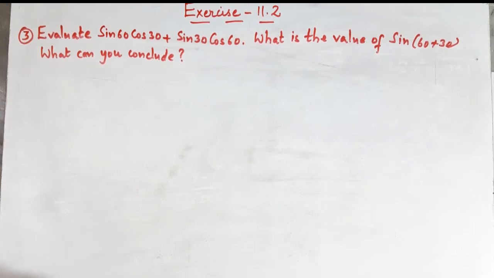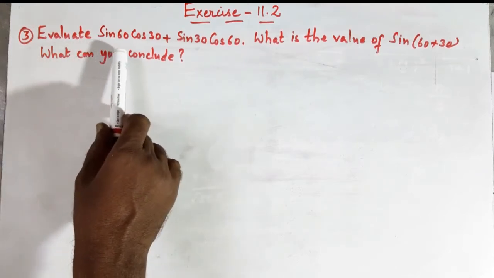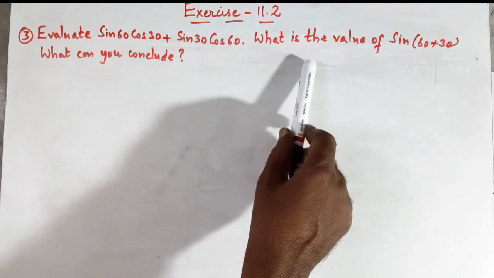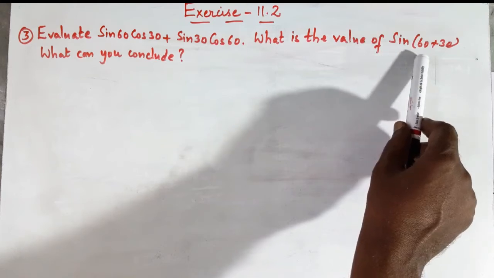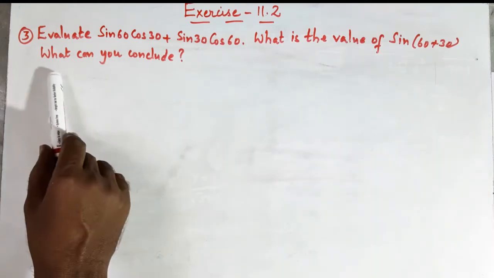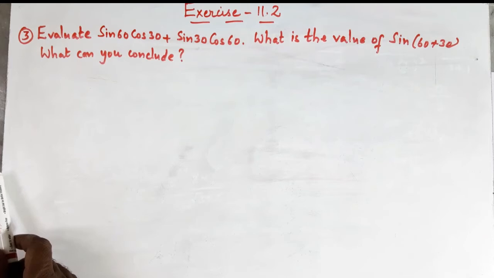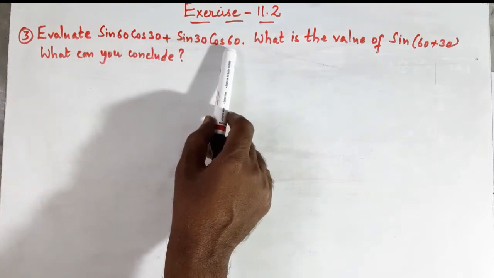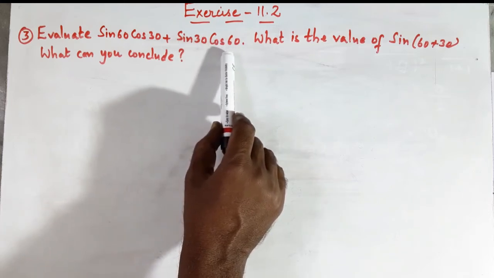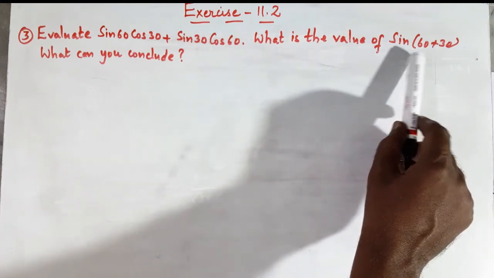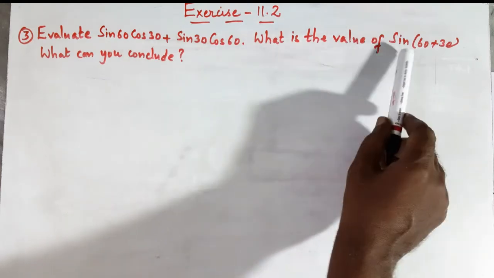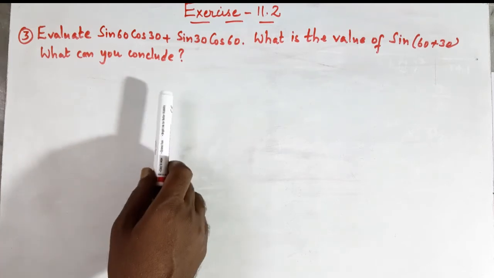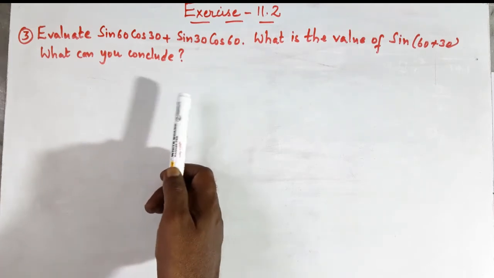Now, the third bit: evaluate sin 60 cos 30 plus sin 30 cos 60. What is the value of sine of 60 plus 30 degrees? What do you conclude? It is asking what the relationship is between sin 60 cos 30 plus sin 30 cos 60 and sine of 60 plus 30. Let us see what we conclude by solving this problem. After getting the solution, we will say it.